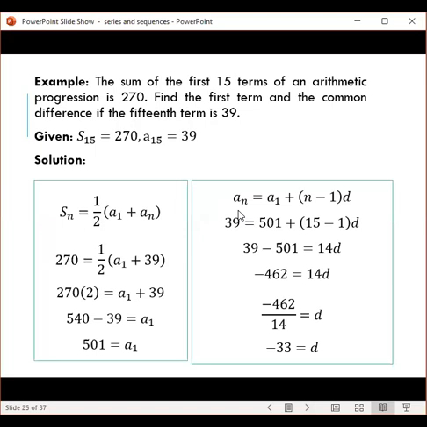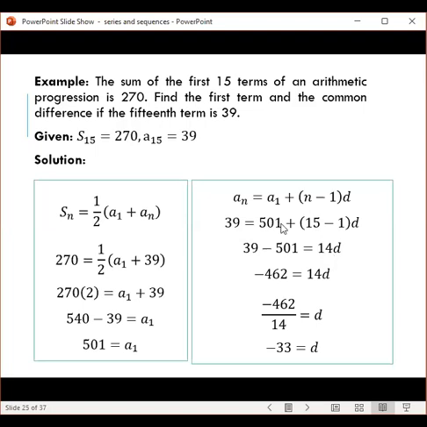We know a sub n, that is 39. a sub 1, we already solved it. It's 501. n is equal to 15. So the only unknown is the common difference d, which is what we want to find. So substituting it, we have 39 is equal to 501 plus the quantity of 15 minus 1 times d. So 15 minus 1 is 14.